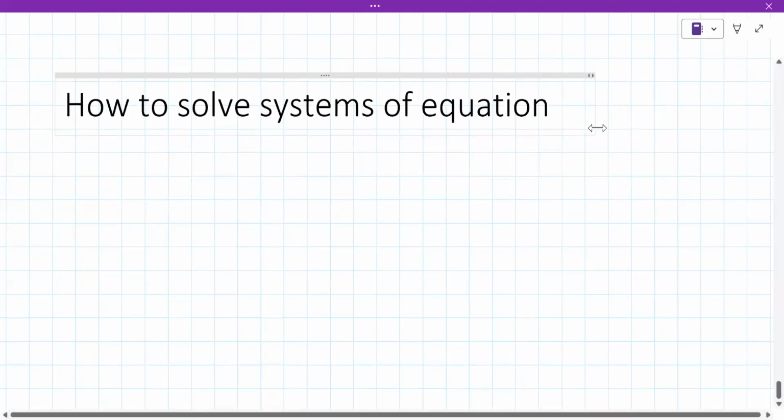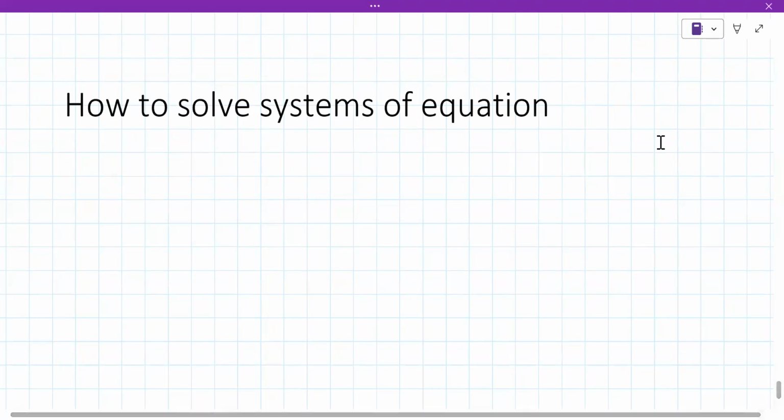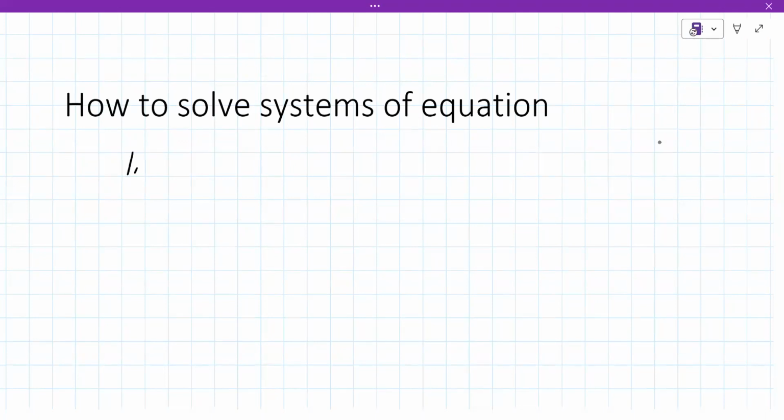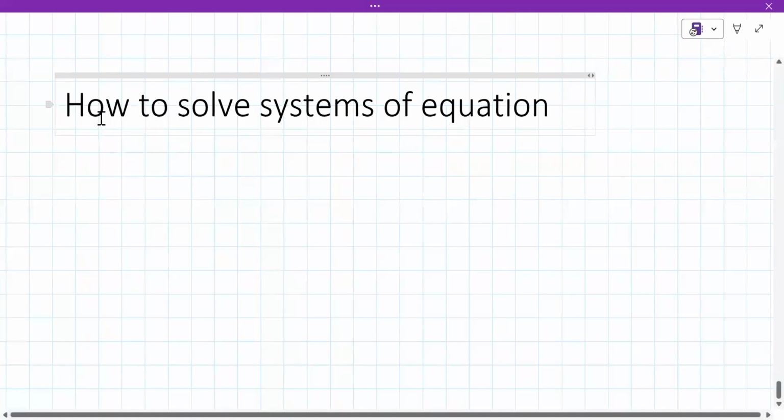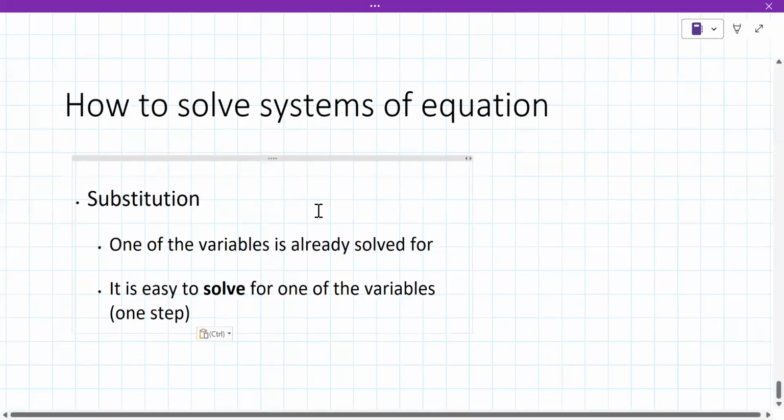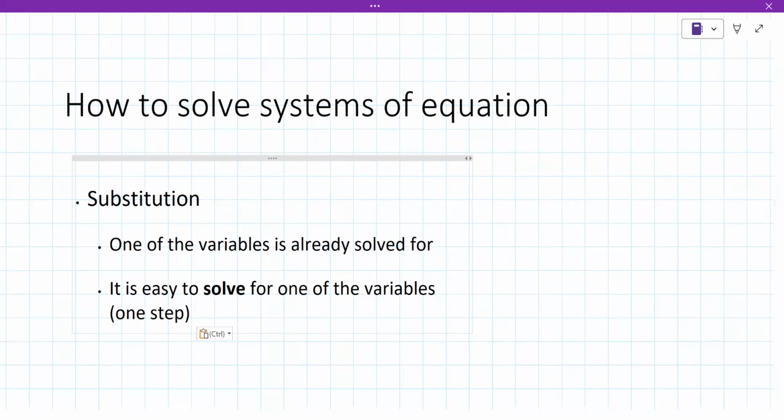So we talked about, I remember we did this a little bit in one of the lessons, that we use the table method to solve systems of equations. And I want us to just quickly review the other two options. The first one is substitution. And you typically use substitution in one of two cases. So let me put this in front of you here. One of the variables is already solved for, or it is easy to solve for one of the variables. So I'll give you an example of that here.